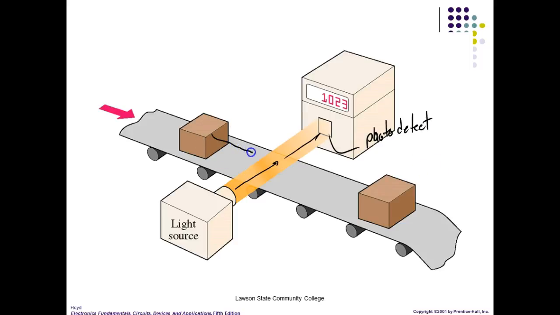When this box comes down here and moves into the center, what's it going to do? It's going to break the beam between the transmitter and the receiver. So now I know the box is present. I can know it when it's present. I could use this to count the boxes as they come down.